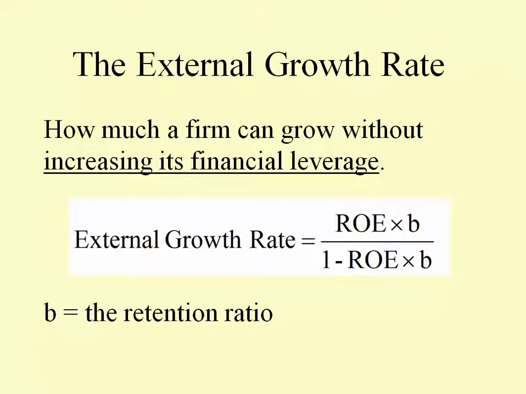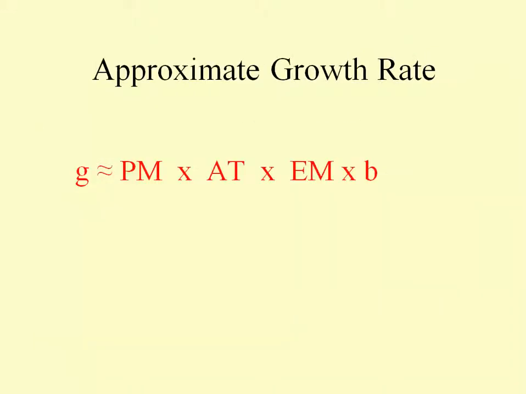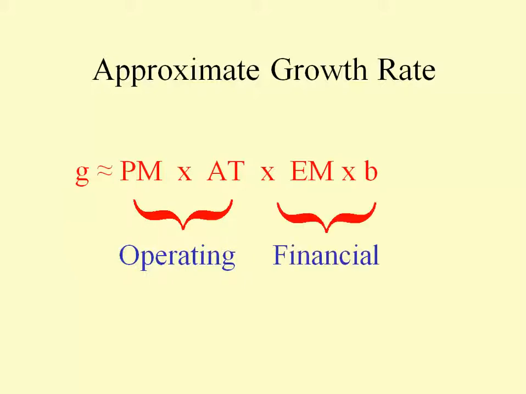And using our ROE decomposition, we can see that we could break that ROE down into the three drivers: our profit margin, our asset turnover, our equity multiplier, and then finally multiplied by our b, which was our retention ratio. The first two drivers, profit margin and asset turnover, remember, have to do with our operations. How are we using our assets to generate sales, and how efficient are we at using those sales in terms of generating profits? And then the last two drivers, our equity multiplier and our retention ratio, are both financing decisions or financial drivers.